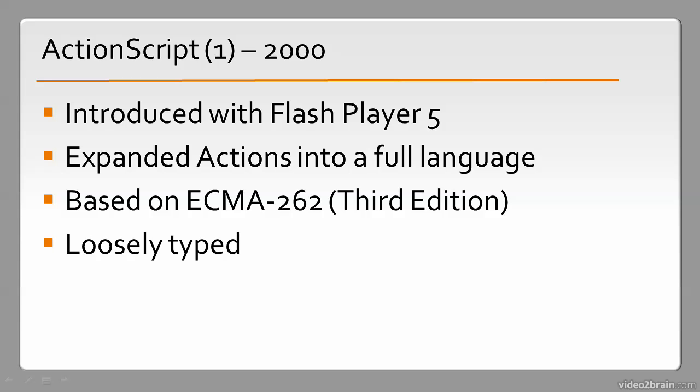Important to note here that ActionScript 1 is a loosely typed language. So if you were to create a variable, you could assign any sort of data to that variable. It didn't have to be constrained to a number or a string or anything like that. You could just assign anything to it and switch those as you go through your program.